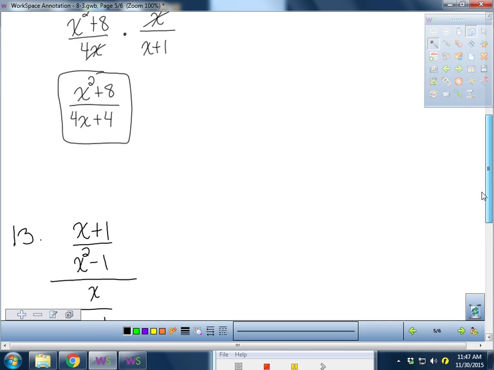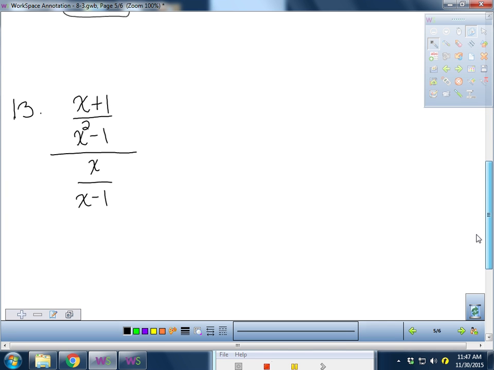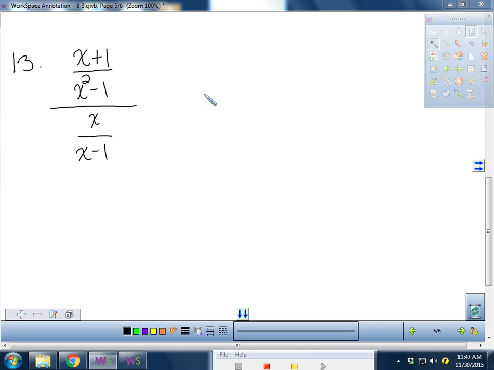Alright, let's do a couple more examples. So number 13. I have a fraction on top. I have a fraction on bottom. Notice this one is not split into two separate fractions. It's just one. So I'll keep the top fraction. I will change division to multiplication, and I'll flip the bottom fraction.